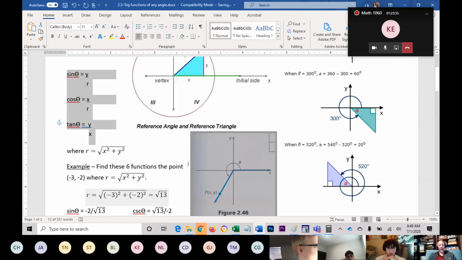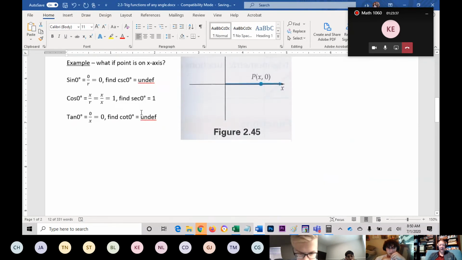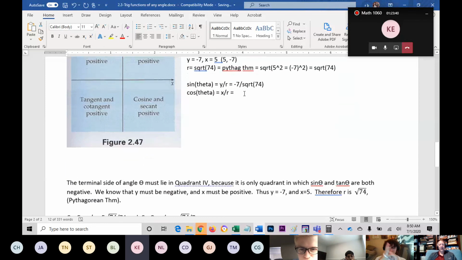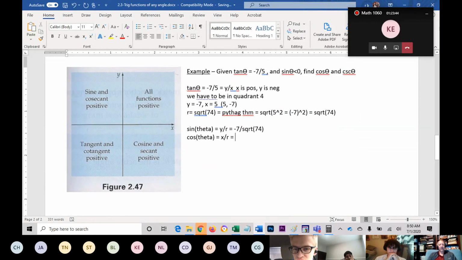So memorize those. You're going to definitely want to memorize those. Okay. So cosine of theta is x over r. And in this case, that's going to be 5 over the square root of 74. Perfect. And for the trifecta, let's do the tangent of theta.